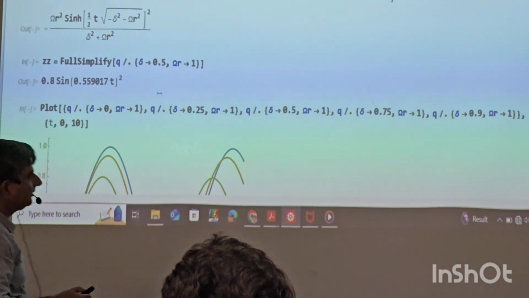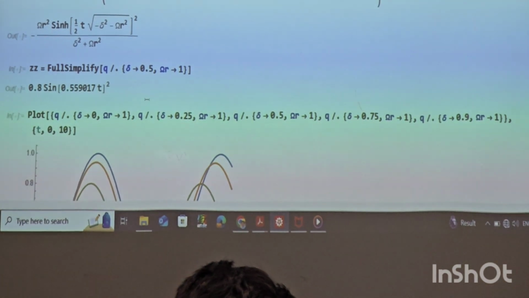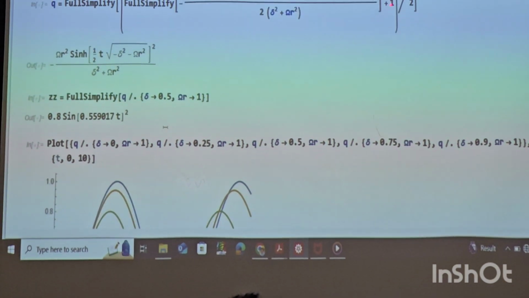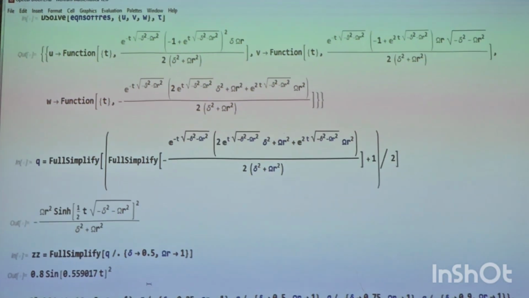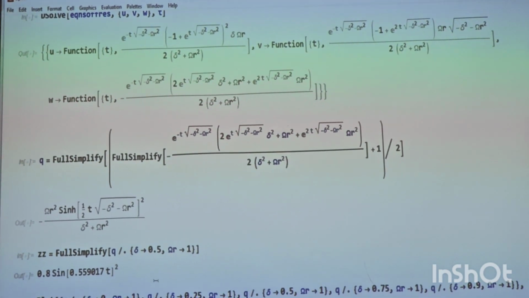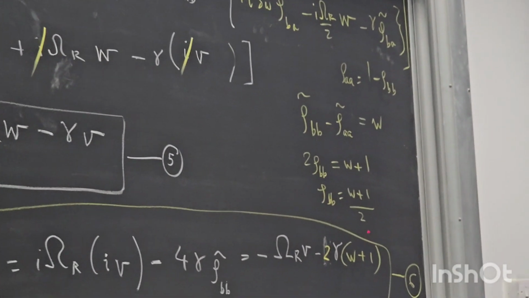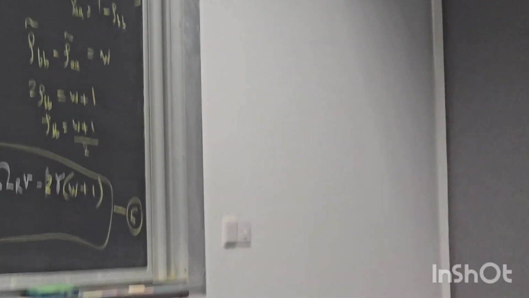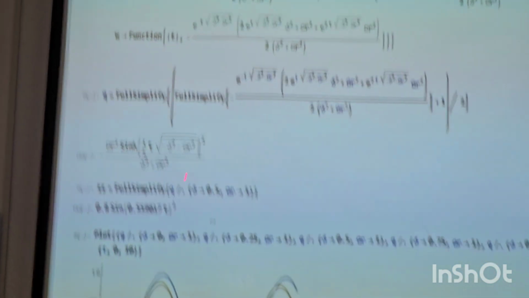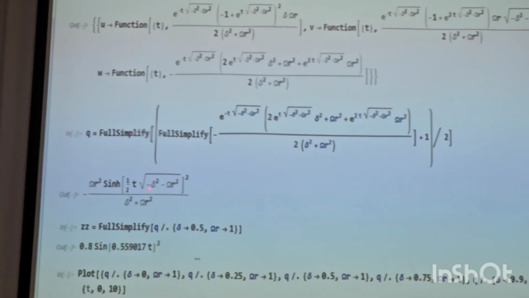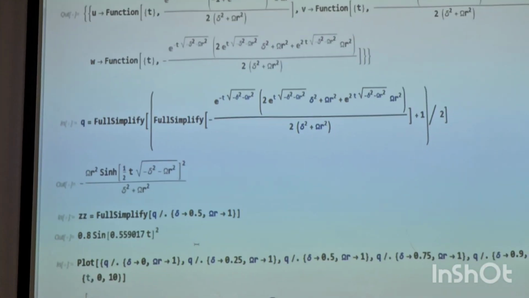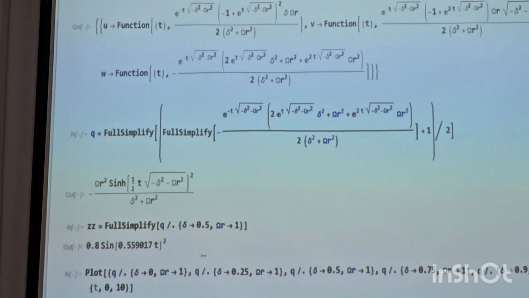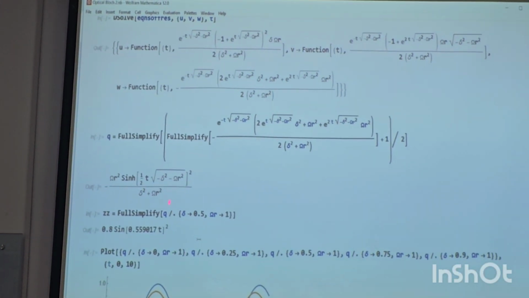So here, this is my W. I add 1 to it and divide by 2, which is this thing over here. Look at the blackboard on the right: I added 1 to W and divided by 2 to get rho BB. So I get my rho BB. This is my rho BB as a function of time for arbitrary times, arbitrary detuning factors, arbitrary Rabi oscillation frequencies. Now I want to plot this by varying the deltas.